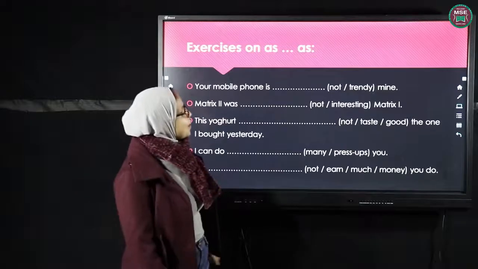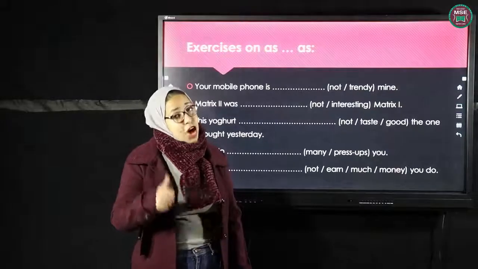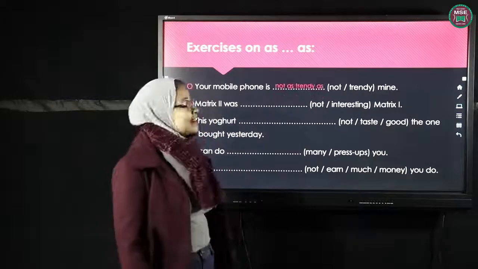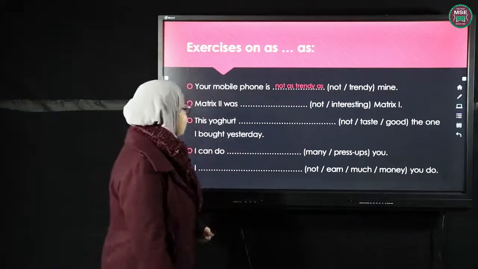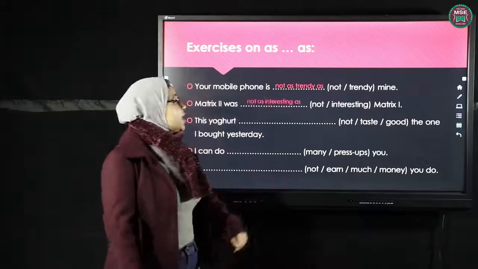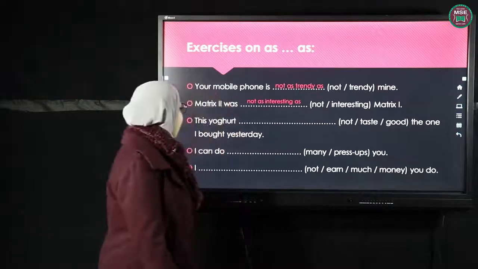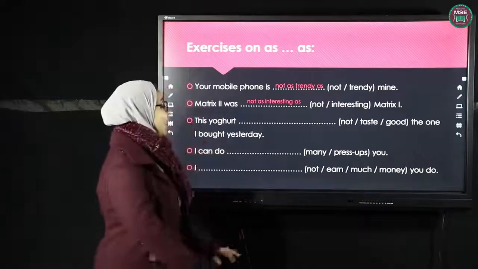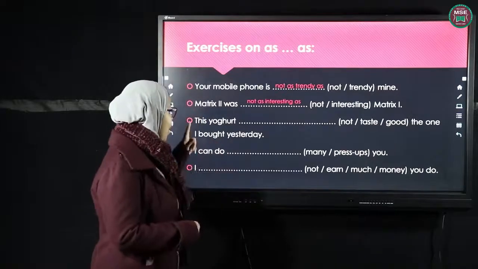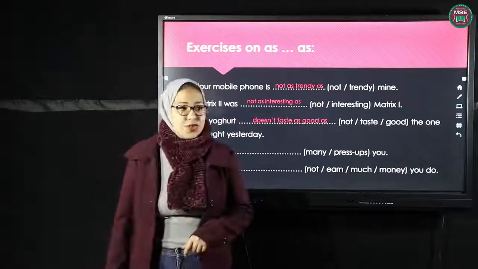Okay, your mobile phone is not trendy, mine. In here you're not just adding not, you're adding as, not as, adjective as. So, is not as trendy as. Matrix 2 was not interesting, Matrix 1. So, not as interesting as. The yogurt not taste good, the one I bought yesterday. So in here you're not just adding the negative, you're also adding the verb and forming it in the tense. So, this yogurt doesn't taste as good as.